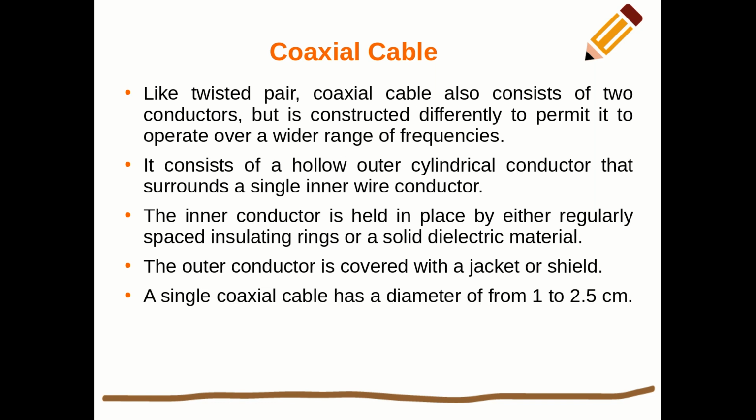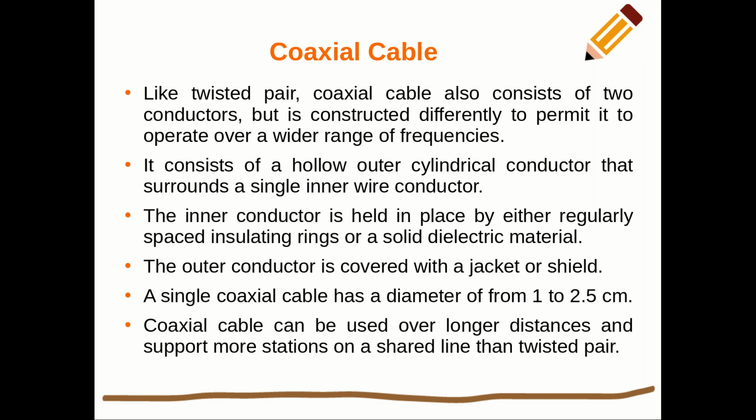A single coaxial cable has a typical diameter of 1 to 2.5 centimeter. And you know, in cable TV, this is what we are seeing for the cable TV connection. The kind of wire we are using is a coaxial cable. So you can always see that it is of diameter 1 to 2.5 centimeter.